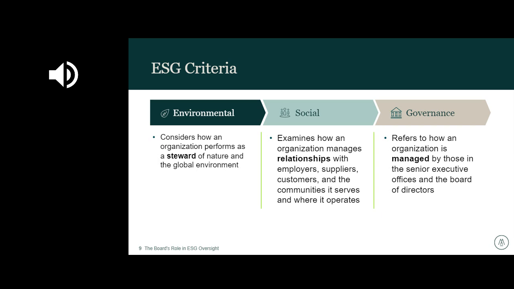The G bucket really captures, and why a lot of you are here, your governance related risks and opportunities. This looks at how well your organization manages organizational risk, competitive behavior, ethical practices, and how effective your board is at managing and providing oversight over your organization.